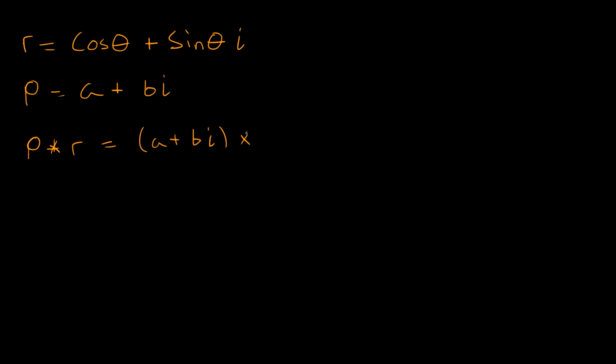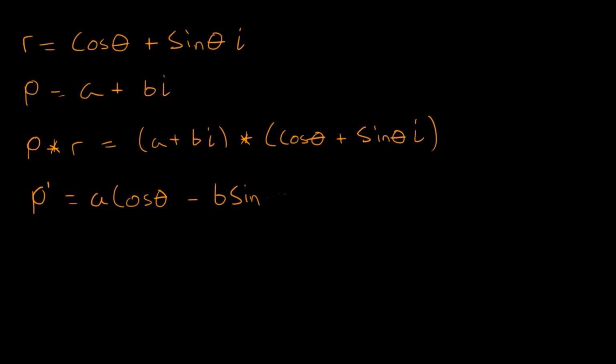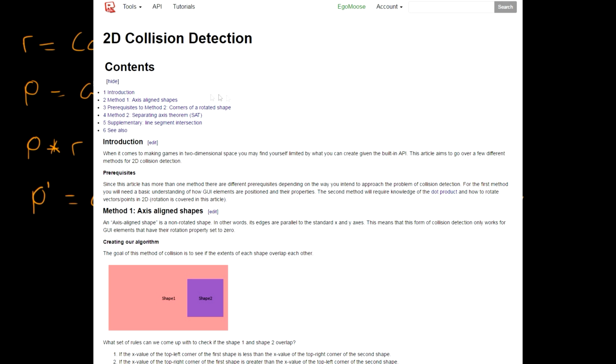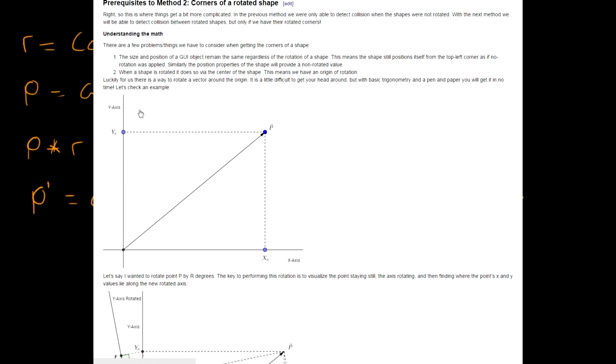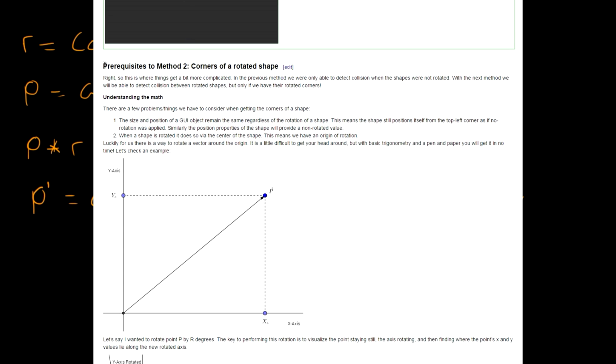If we multiply this by a complex number where a and b represent the real number and the coefficient of i, we get p prime equals (a times cosine theta minus b times sine theta) plus (a times sine theta plus b times cosine theta) i. You might actually be already familiar with this equation if you know about the 2D rotation matrix. If you'd like to see more on that, I go over the derivation on the Cartesian plane in the 2D collision article on the wiki, which will be linked in the description below.